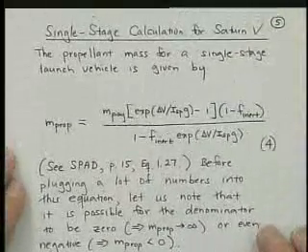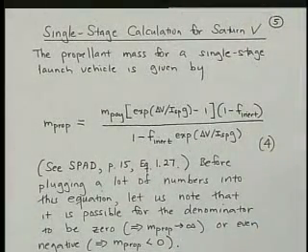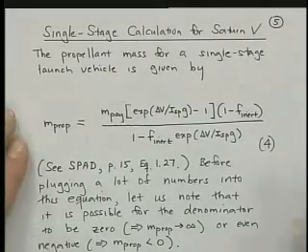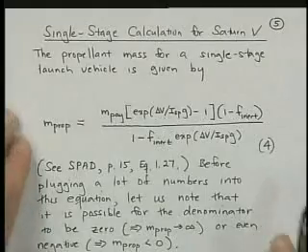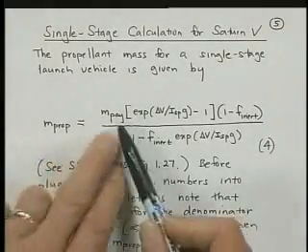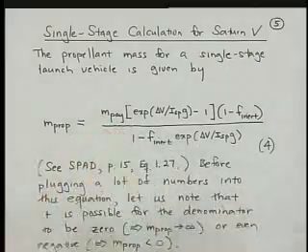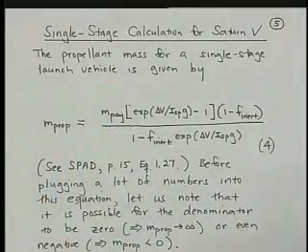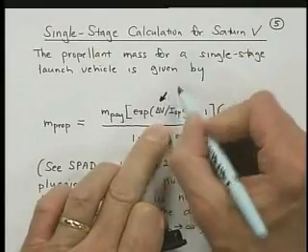Okay, now let's do a single stage calculation for the Saturn V. The propellant mass for a single stage launch vehicle is given by this equation. So we have propellant mass on the left, and we have payload mass on the right, and we have a bunch of other stuff, such as this is the delta V of the propulsion system.